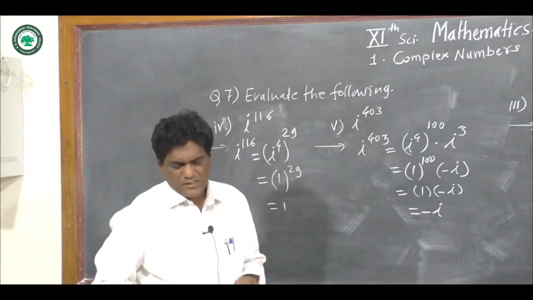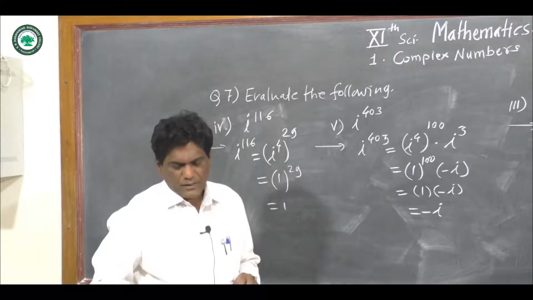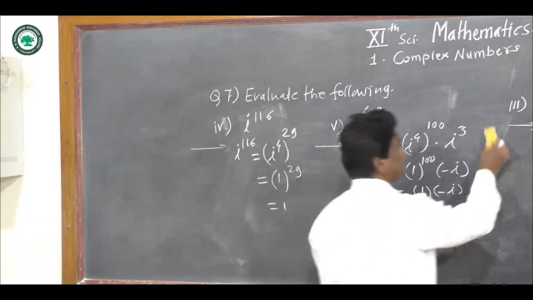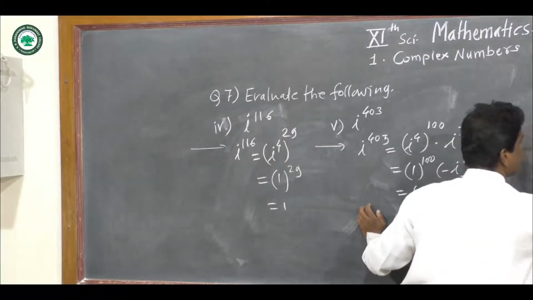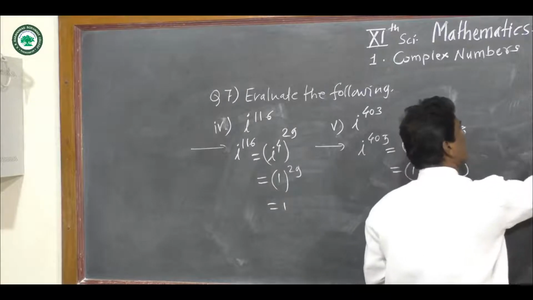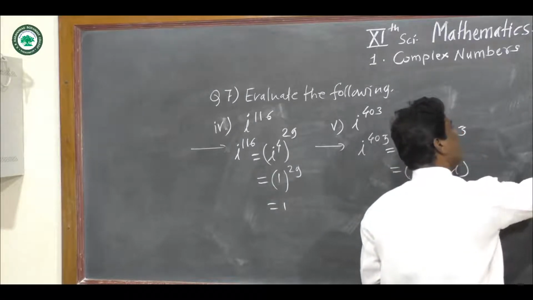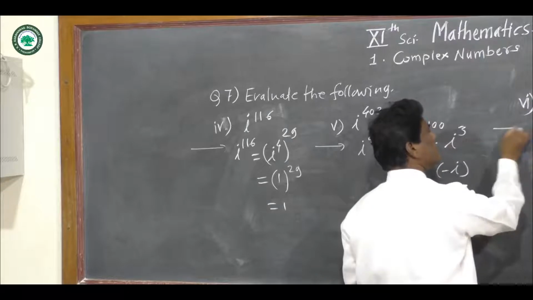Next, the sixth problem, 1 upon i to the power 58. This is the sixth problem. Solution.